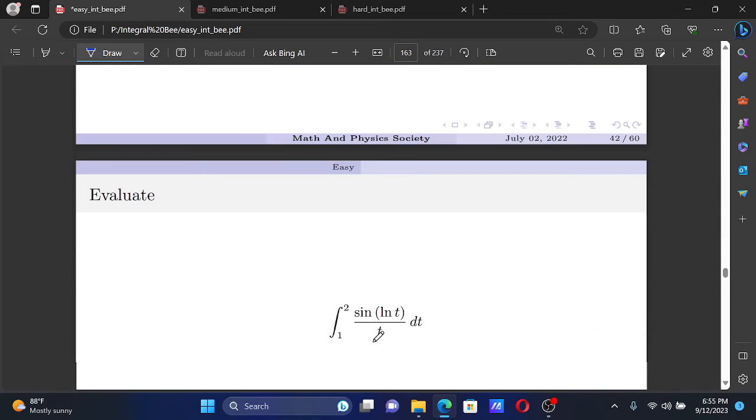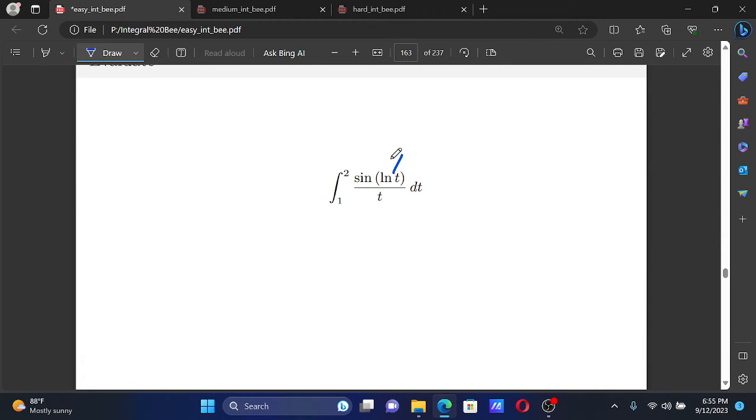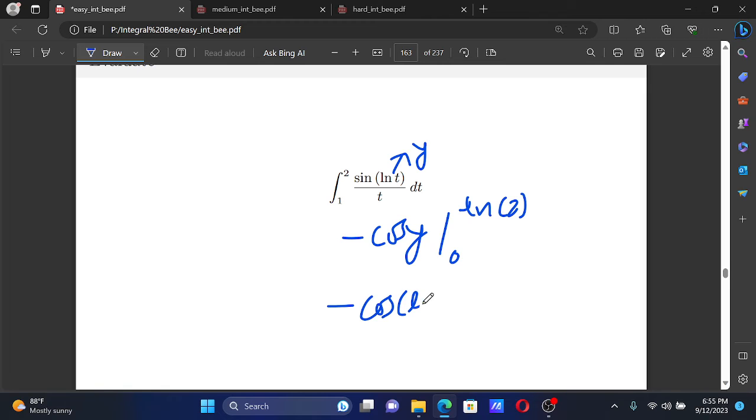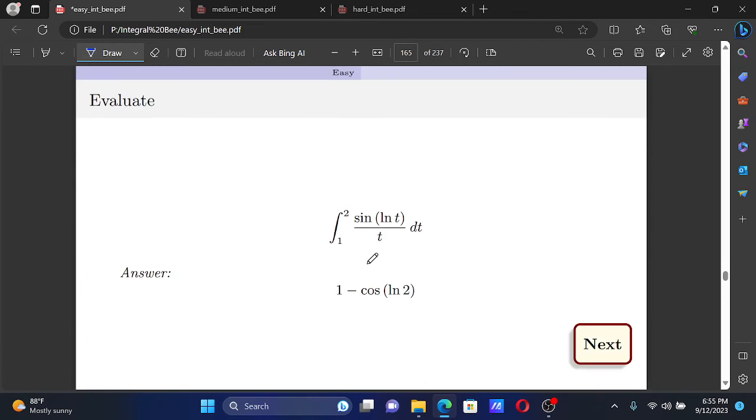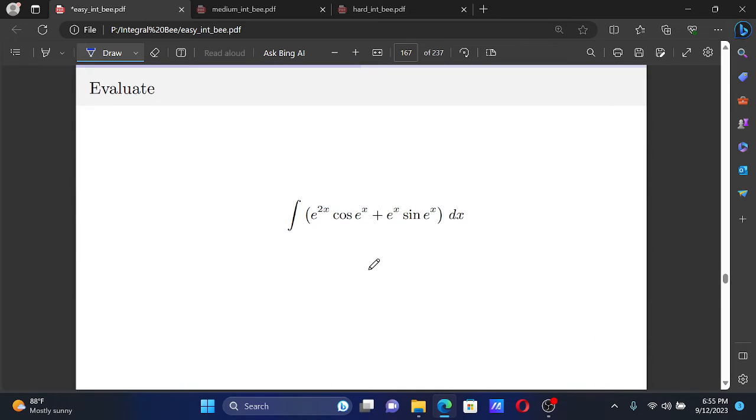Yeah. And for this one, just let this as y, and the answer will be minus cos y from ln 1, which is 0, to ln 2. Okay, and then we have minus cos ln 2 plus 1 as the answer. Yeah. So the next one.